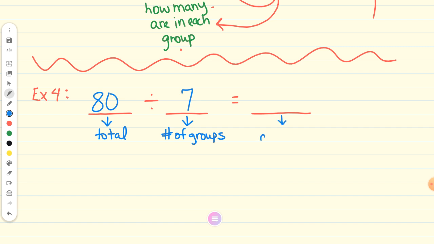So I'm going to put amount each group. We'll start abbreviating, just because again, you're going to have to label these on your homework, so I'll let you shorten it a little bit. How do I find the amount in each group? Yeah, I have to actually do the math. So I'm going to go underneath, 80 divided by 7.